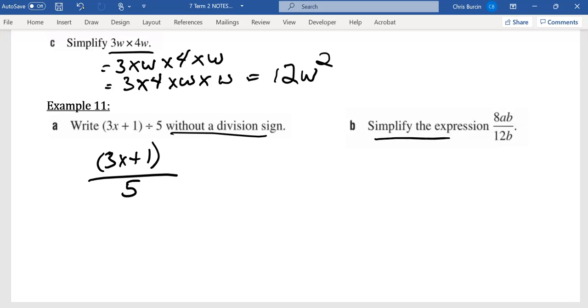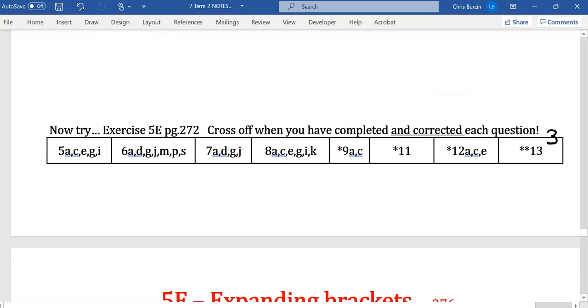Now we want to simplify this expression. Let's see. Between 8 and 12, we have a common factor of 4. So 8 divided by 4 is 2. 12 divided by 4 is 3. Is that the best I can do? Hey, I've got b on the top and the bottom. So we get rid of that, and we end up with 2a over a very sloppily written 3. Fantastic! Now you've got some work to do.